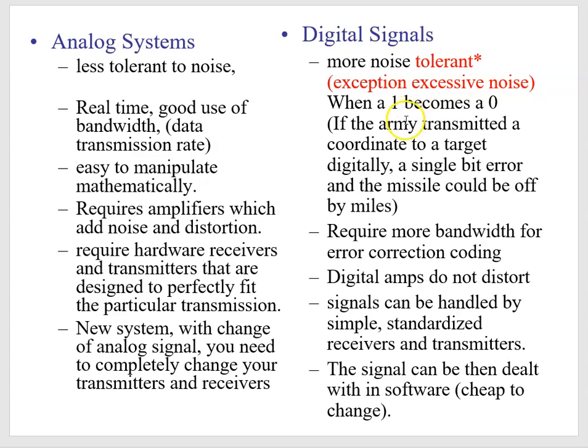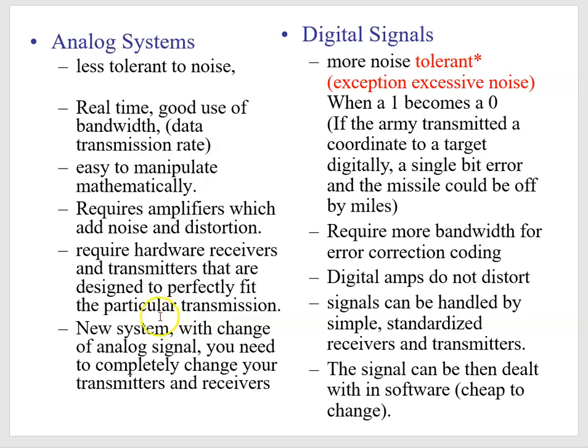But what we can do is have error detection and correction systems, and we'll look at some in this class. But adding error detection and correction requires more bits, so it requires more bandwidth. An analog system, it's in real time. It makes good use of the bandwidth and the data transmission rate. It's easier to manipulate mathematically an analog signal than a digital signal, but it requires amplifiers, which add noise and distortion.